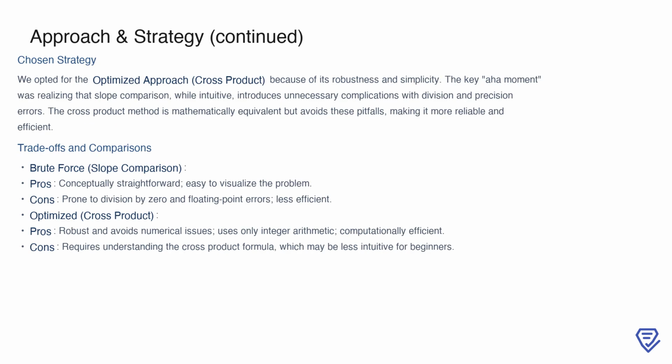Given the advantages of the cross-product method, we selected it as our strategy for solving this problem. The realization that slope comparison introduces unnecessary complications, such as division by 0 and precision errors, was a pivotal insight. The cross-product approach offers a clean, reliable alternative that directly addresses these issues. While slope comparison has the benefit of being intuitive and easy to visualize, its drawbacks in terms of robustness and efficiency make it less suitable.